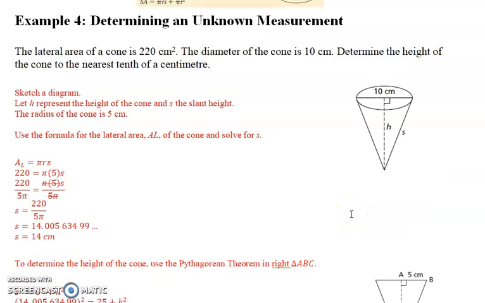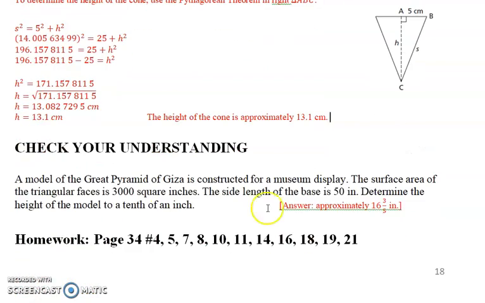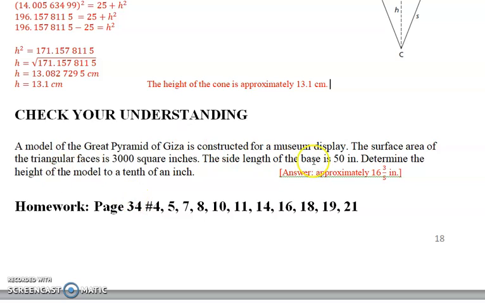All right, and that's example 4. You have a question here that you can work on. You'll get approximately 16 3/5 of an inch. Not quite sure why they're using fifths of an inch. Usually, like I said, it's quarters or halves, eighths. It's usually a multiple of 2, but that's the book. Anyway, you can still work on the question and get that. And if you got a decimal, that's fine. It doesn't make a difference.